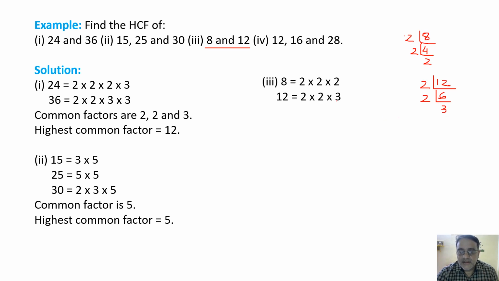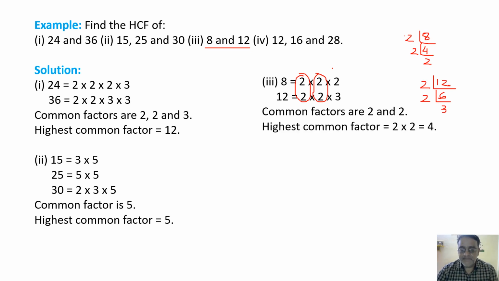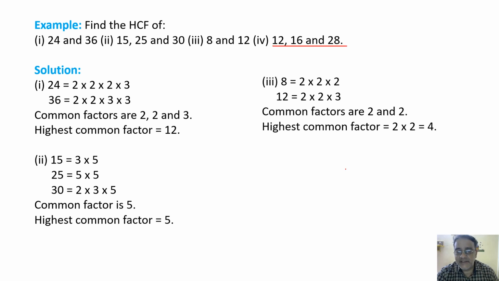Now, sir, 2 and 2. Yes, this one and this one. So the prime common factors are 2 and 2. So the HCF is 2 into 2, that is 4. Okay, so now we'll move toward the fourth bit, 12, 16 and 28.